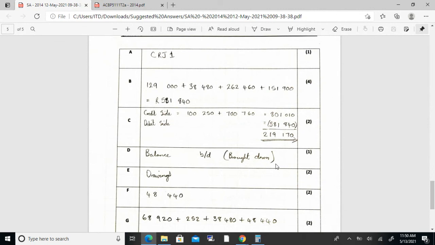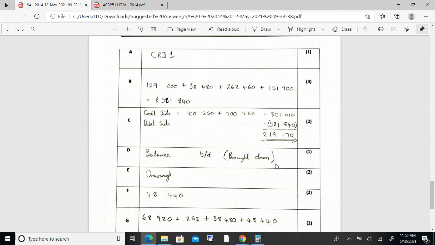E. So you go to the G, you see there GJ4, so that's general journal. So we go to the general journal, and there they also gave us the date. They said 21 January. So we look at 21 January, what did we have? We had drawings. And there you can see your output VAT of 252. So there, all you need to write for E is drawings.